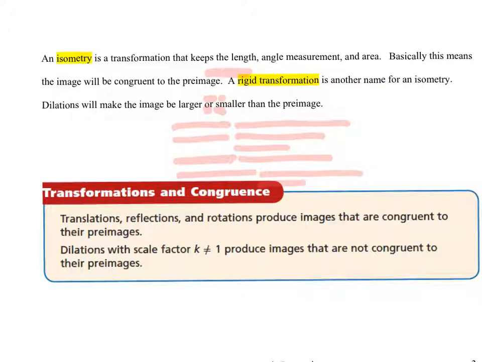The prior transformations that we learned about, reflection, rotation, and translation, are isometries. It's a transformation that keeps the length, angle measurement, and area. A rigid transformation is another name for an isometry. Dilations, on the other hand, will make the image larger or smaller than the pre-image, so those figures are no longer congruent. And this is summarized for you in the chart below.